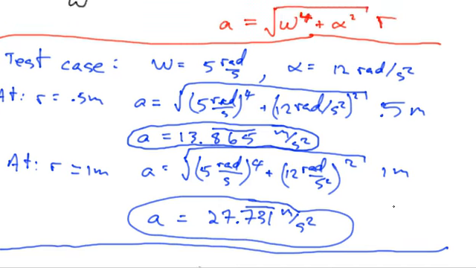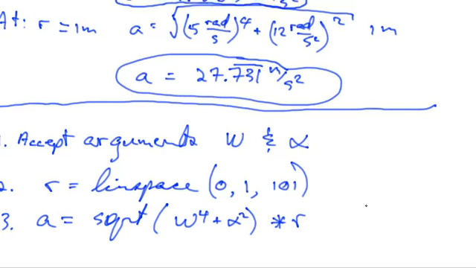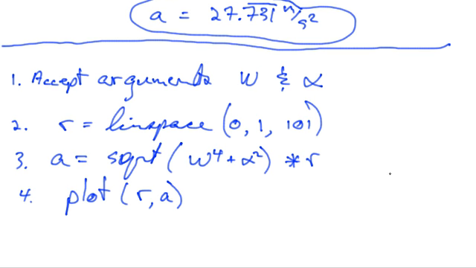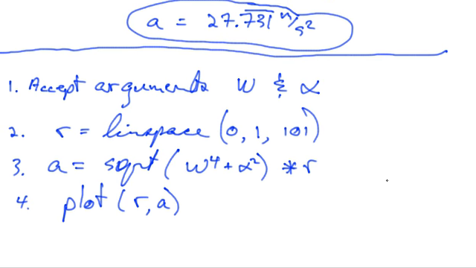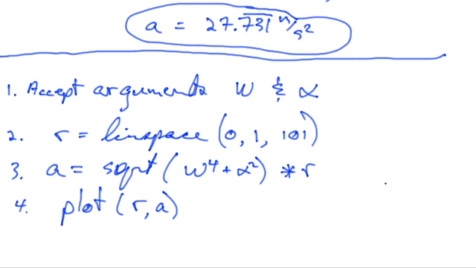Let's see if I got that right. So the square root of omega to the fourth plus alpha squared, and then the quantity times r after you take the square root. Alright, I think that looks good. And then plot, there's got to be a lowercase p plot, r comma a, and then clean up the plot, and I think that'll be it. Alright, so that should be straightforward. Let's call that a wrap for project 4 video number 1.